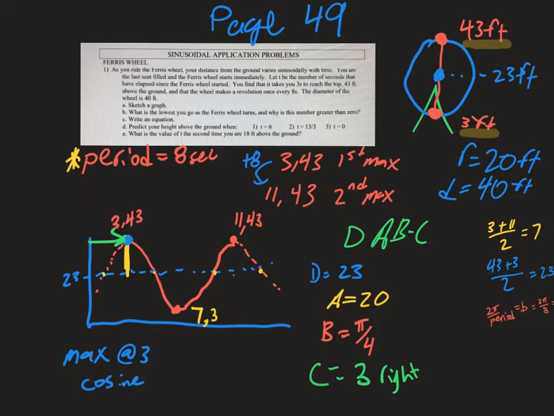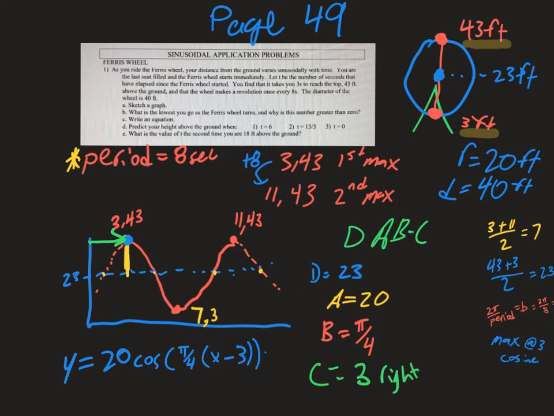All right, so now that we've gotten A, B, C, and D, we'll be able to come up with an equation for this. And just like we said, it's going to be a cosine equation. So we've got y equals 20 cosine, and I like putting parentheses around my B value as well. Pi over 4, parentheses x minus 3, right? That's going to the right. And we're going up 23, so plus 23. And that right there is going to be your full equation for this problem, okay?